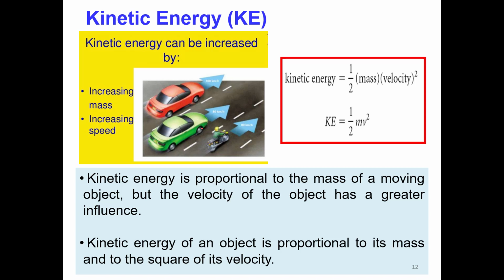However, the kinetic energy is directly proportional to the mass, but the velocity of the object has greater influence. This is why the kinetic energy is proportional to the square of its velocity. The kinetic energy is directly proportional to the mass, and we can see here a linear relationship, but the kinetic energy is directly proportional to the square of the velocity, not the velocity. And this is why the velocity has greater influence on the kinetic energy.